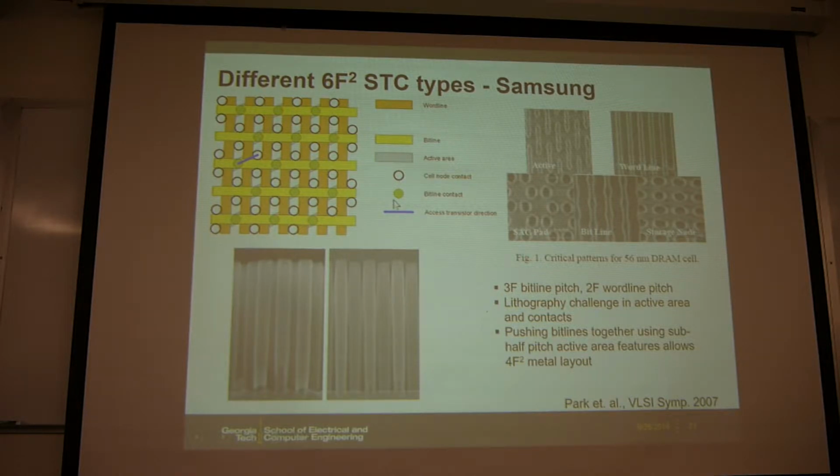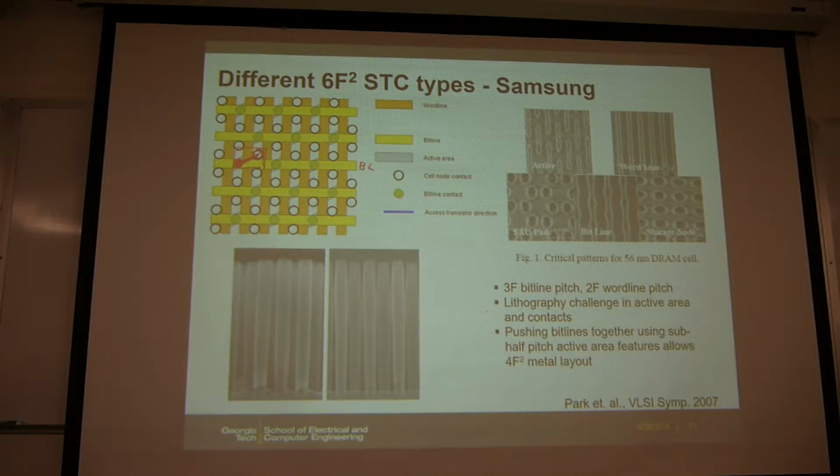If you want to find the transistor direction here, it follows this active area region. So we have this as one transistor, and this one overlaps with the bitline, so this must be the bitline contact here. And then the other side, this one does not connect to any wordline or bitline. That means that's a capacitor standing up. So you have this capacitor here. And then this is the area for one cell.